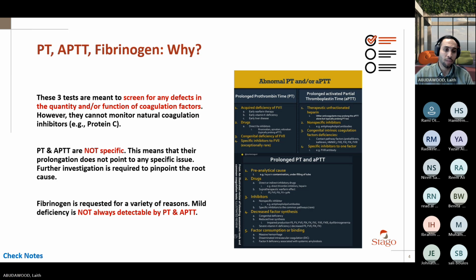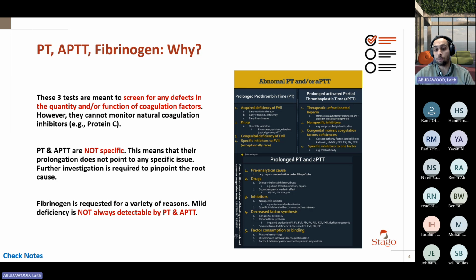Now, how about fibrinogen? Many people would think, okay, PT and APTT go through the extrinsic, intrinsic, common pathway, that's all fine. If there's a problem with fibrinogen, I should know through my PT, APTT. Why do doctors request this fibrinogen? What's the point? Why should I pay more? Why the waste of money? Why the waste of effort?